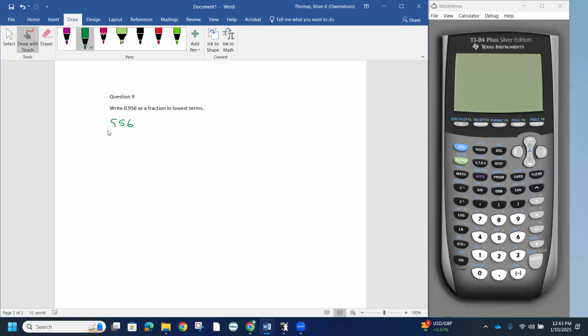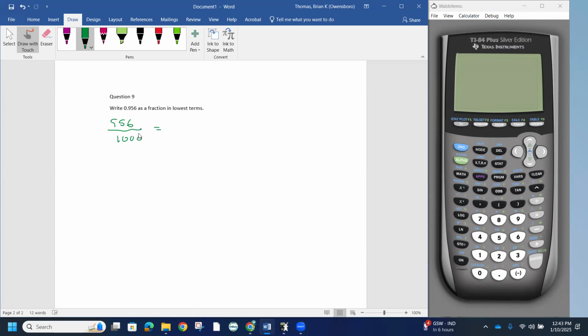So I can write that as a fraction as 956 over 1,000. That's the way it's actually read. So I can write it as a fraction, 956 thousandths. If I want to, I could reduce this to lowest terms as long as I can find a common divisor in the top and the bottom.